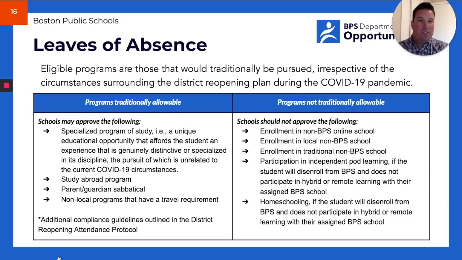Programs that would not traditionally be allowable and should not be approved by schools include enrollment in non-BPS online schools, enrollment in a local non-BPS school, enrollment in a traditional non-BPS school, participation in independent pod learning if the student will disenroll from BPS and does not participate in hybrid or remote learning with their assigned school, and homeschooling if the student will disenroll from BPS and does not participate in hybrid or remote learning with their assigned school.